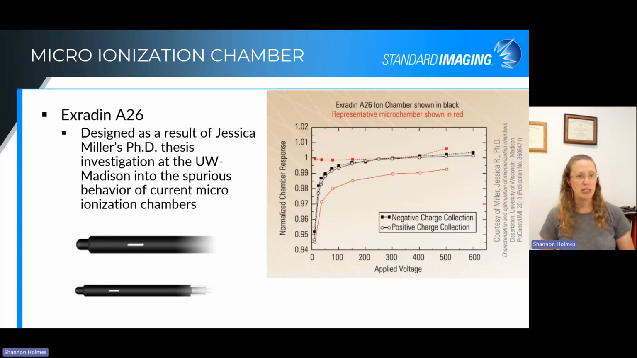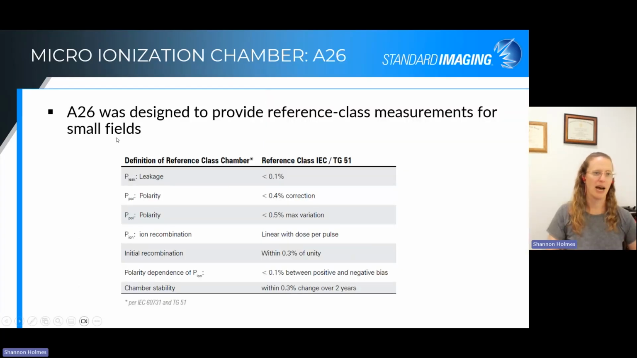In terms of ion chambers, our microionization chamber, the A26, was designed as a result of Dr. Jessica Miller's investigation into the strange polarity and ion recombination that was happening in all microchambers that were on the market. And the result of that investigation is this ion chamber designed completely of conducting plastics, like most of our chambers are, but as small as we could possibly make it and still be repeatable and reliable.